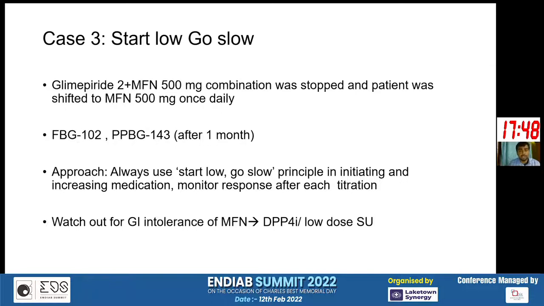So the approach always should be to use the start low and go slow principle in initiating and increasing medication, to adhere to the guidelines and monitor response after each titration. Now, one important aspect that I would like to highlight is that metformin can often cause GI intolerance. So if we find that with high doses there is GI intolerance, sometimes it is better to try the sustained release form and to go very slow with 500 milligram once daily dose, and then gradually build up. But still, if the patient complains of GI intolerance, it's better to start with DPP-4 inhibitors or low dose sulfonylureas.